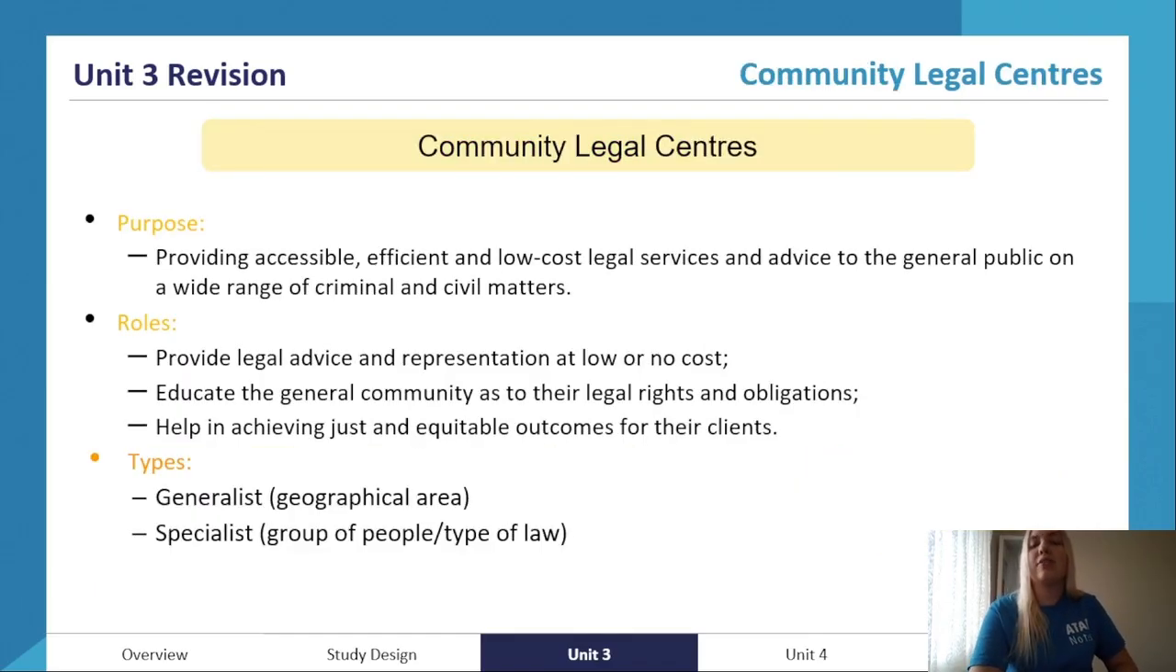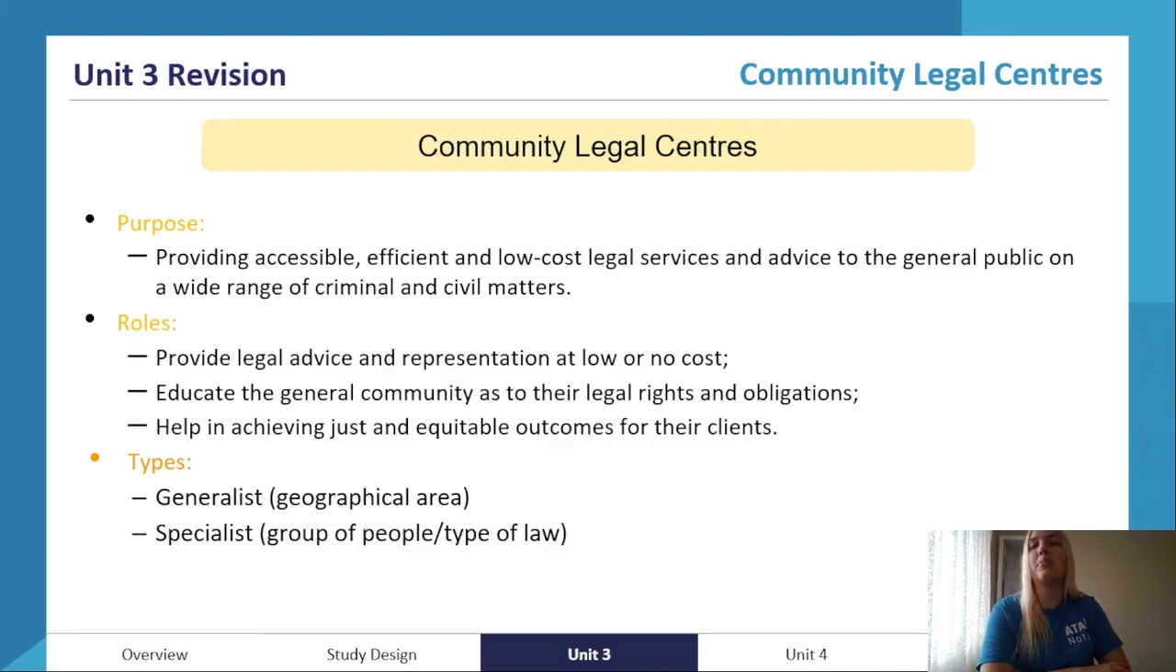Then we also have community legal centers, which are different in the sense that they're not government funded. They are essentially small pop-up legal services that exist within different suburbs and towns and rural or regional areas, sometimes within Victoria as well. They're accessible, efficient, low cost, and provide general advice to the public on a wide range of criminal and civil matters.